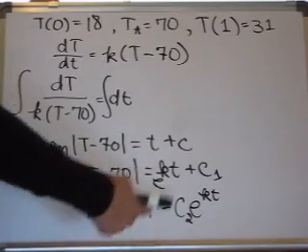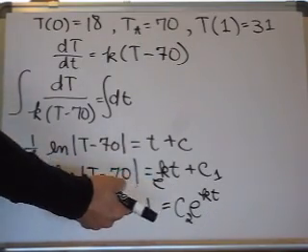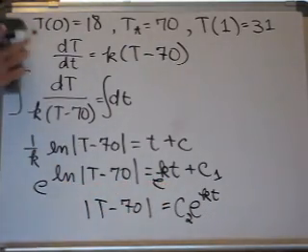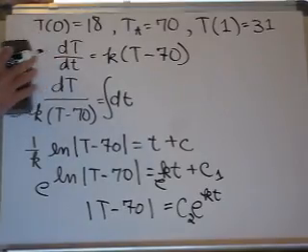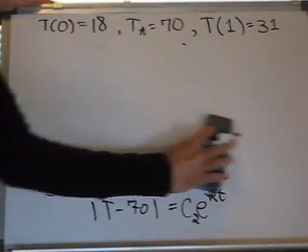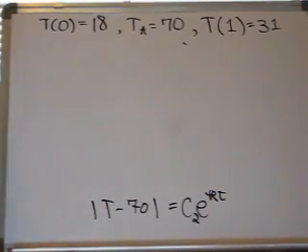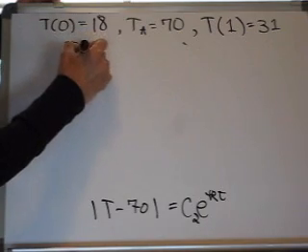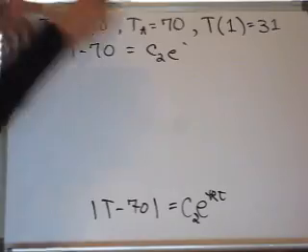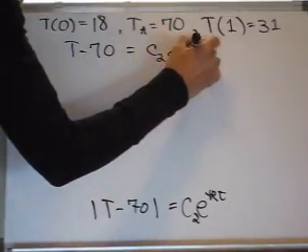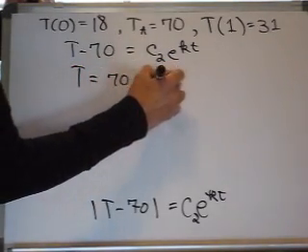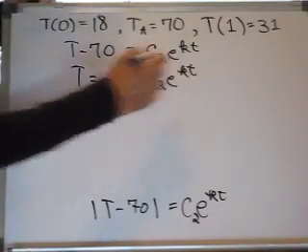If I really wanted this left-hand side to be positive, I could write it as 70 minus T. But that negative will be absorbed into this constant C2. So let me keep that information on the top because I'm going to need it to solve for my constants. And then we'll rewrite the differential equation. It is going to be T minus 70 is equal to C2 e to the kt, and then I get T is equal to 70 plus C2 e to the k times t.